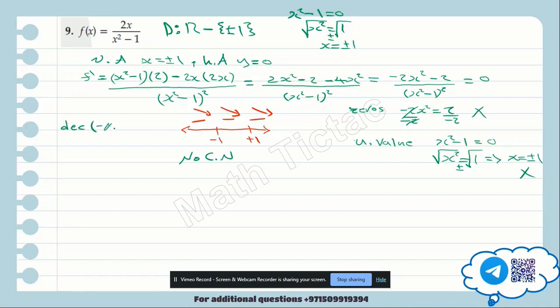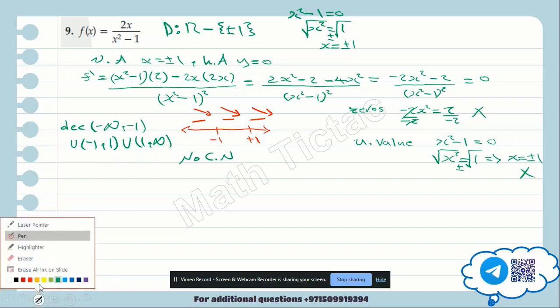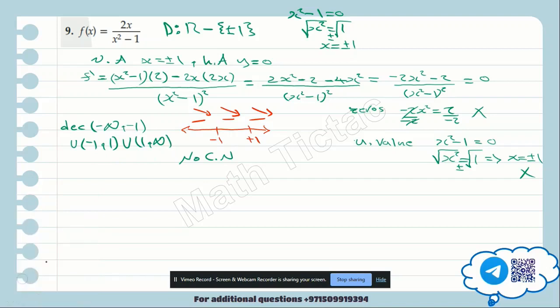from -infinity to -1 union with -1 to 1 union with 1 to infinity. Okay, so now let's move to the second part, which is finding the second derivative. Okay, so let's choose this.